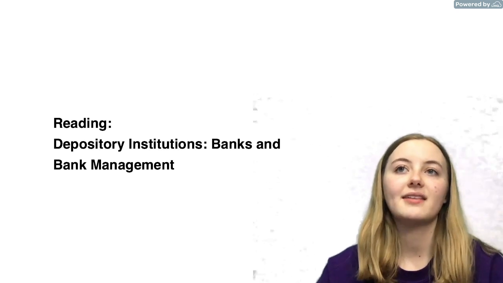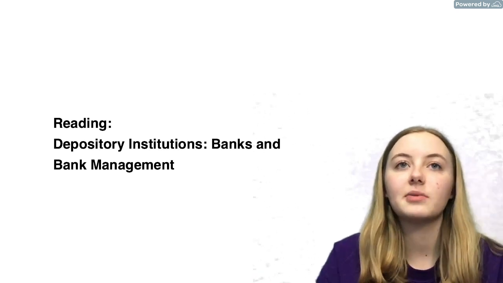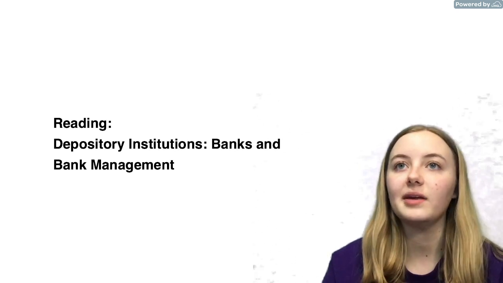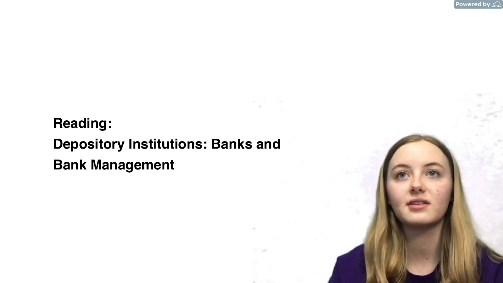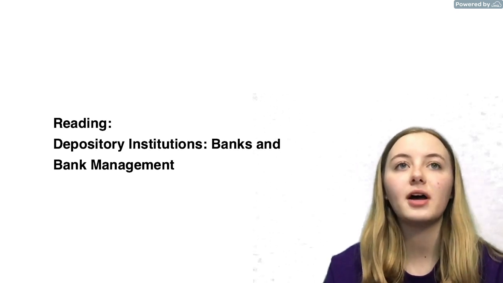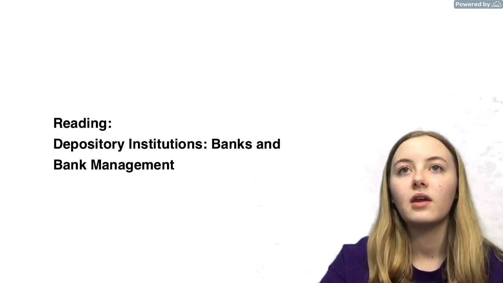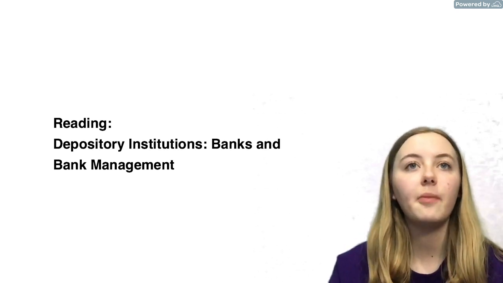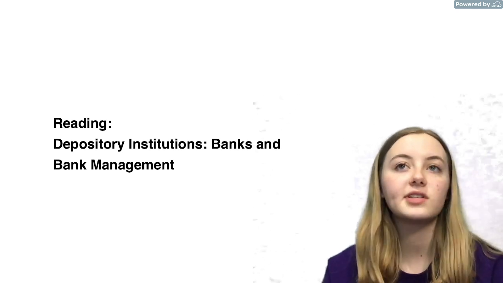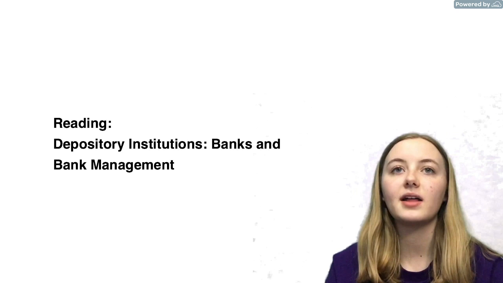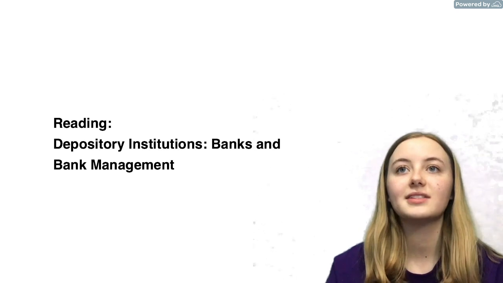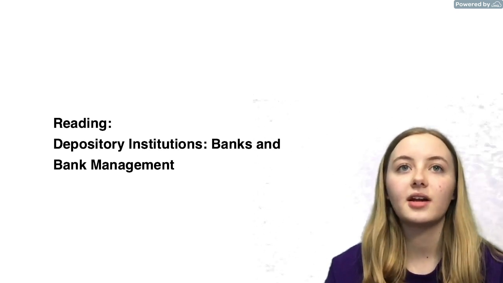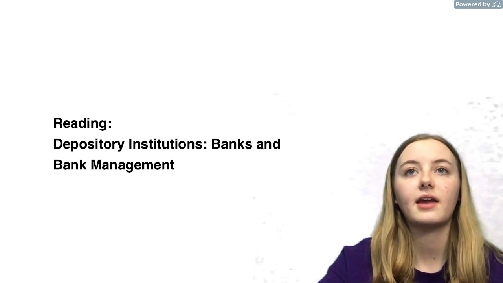For Objective 1, we're reading Chapter 12, Depository Institutions, Banks, and Bank Management. Banks are the most visible financial intermediaries in the economy. Most of us use the word bank to describe what people in the financial world call depository institutions. These are financial institutions that accept deposits from savers and make loans to borrowers. What distinguishes depository institutions from non-depository institutions is their primary source of funds, that is, the liability side of their balance sheets. Depository institutions include commercial banks, savings and loans, and credit unions, the financial intermediaries most of us encounter in the course of our day-to-day lives.